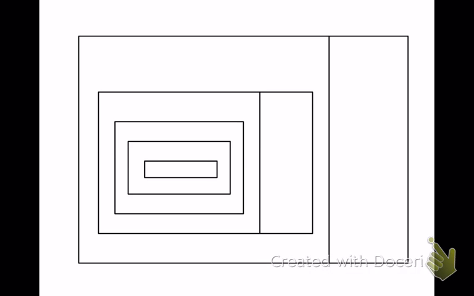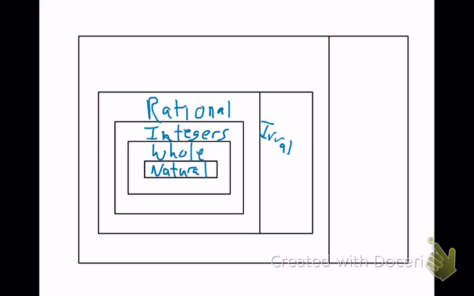So look here. This represents the numbers that we know. For example, what is the smallest subset of numbers that we know? Natural numbers. So this smallest inside box, that's the natural numbers right there. After natural numbers came the whole numbers. After whole numbers came the integers. After integers was the rational. Next to rational numbers, we had the irrational. And then those made up the numbers that are real.